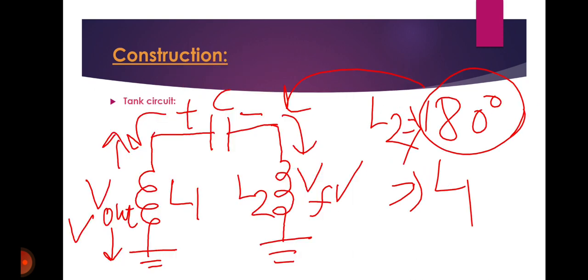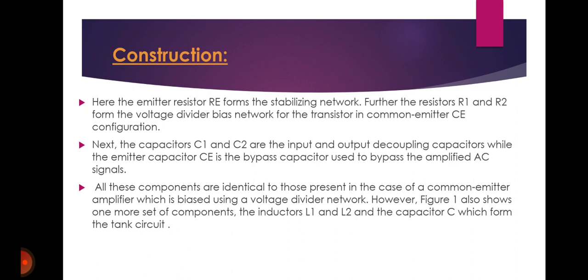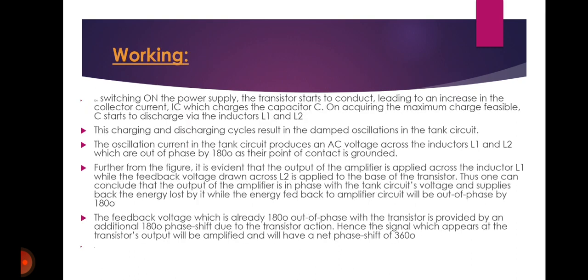So see, in this way feedback is properly phased to produce continuous undamped oscillations, and our amplifier acts as an oscillator, which is known as Hartley Oscillator. See, this is construction notes for your reference. This is the working of Hartley Oscillator for your reference.